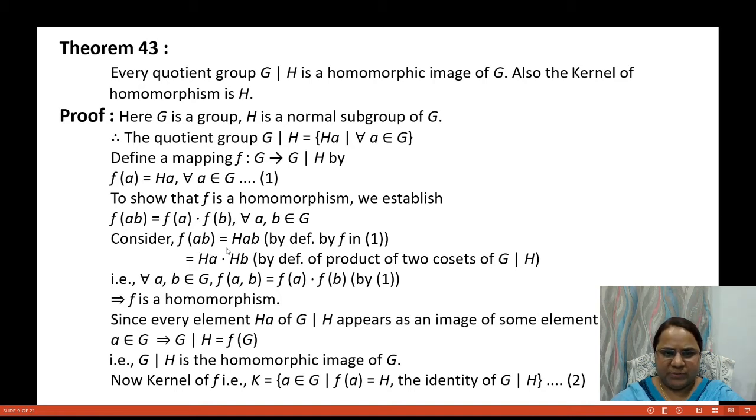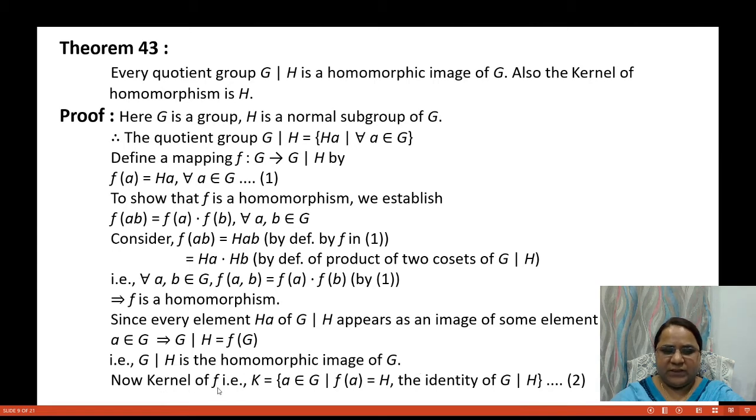So consider f(ab) = Hab. This Hab can be written as Ha·Hb by using the product of two cosets. For all a, b belonging to G, f(ab) = Hab = Ha·Hb = f(a)·f(b) by equation 1. Hence f is a homomorphism. Since every element Ha of G/H appears as the image of some element a belonging to G, G/H = f(G). That is nothing but the image set, the homomorphic image of G. So G/H is the homomorphic image of G.